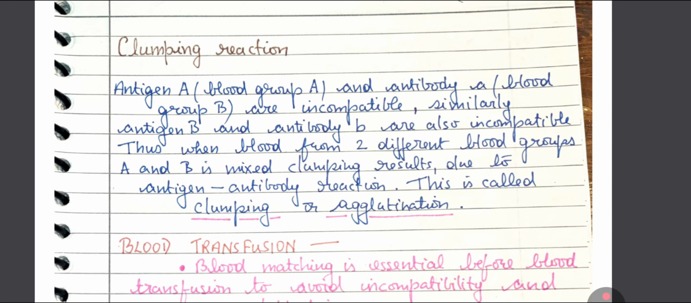Now, what happens because of these antigens and antibodies? There is a clumping reaction. Antigen A, that is blood group A, and antibody A, blood group B, are incompatible. Okay. Similarly, antigen B and antibody B are also incompatible. Now, these are facts you have to understand. Thus, when blood from two different blood groups A and B is mixed, clumping results. Due to this antigen-antibody reaction together, this is called clumping or agglutination.